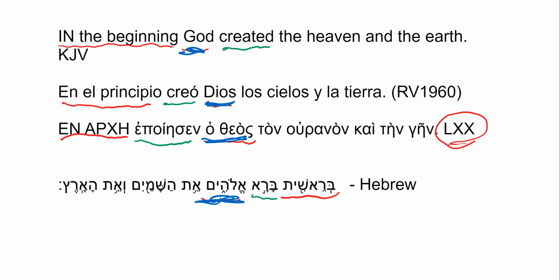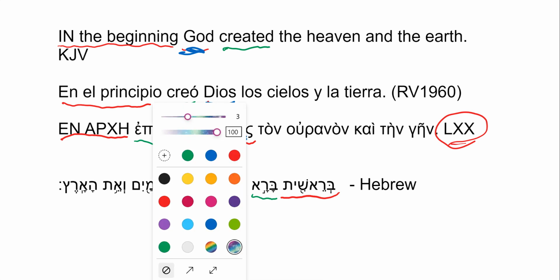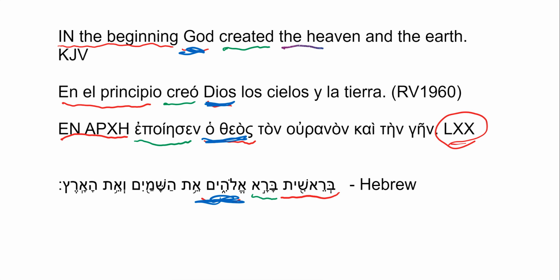Now this is interesting. For this one, we'll use the galaxy pen. The heaven in King James, and I've heard some arguments of people saying someone's trying to change something by saying the heavens instead of the heaven. Well, there is not a single conservative Spanish translation in existence that says the heaven. They all say los cielos, which is plural, the heavens. Now, in the Greek translation, we have the heaven, that's singular, ton uranon.